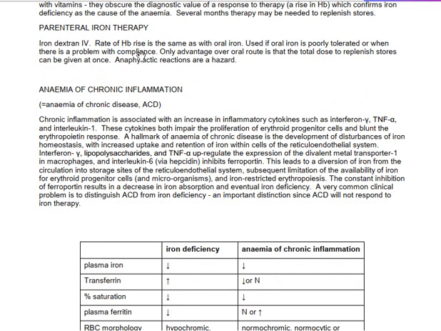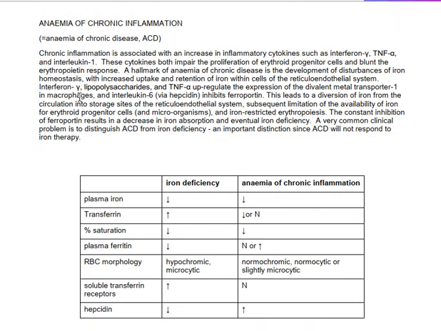Now, anemia of chronic inflammation. Anemia of chronic inflammation is going to resemble iron deficiency. The plasma iron is going to be low in both iron deficiency anemia and anemia of chronic inflammation, but the transferrin level is going to be high in iron deficiency and low or normal in anemia of chronic inflammation. The percentage saturation is a better indicator of low level of iron in blood than the plasma iron. Percent saturation is going to be low in both of them.